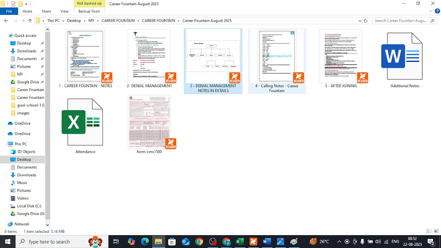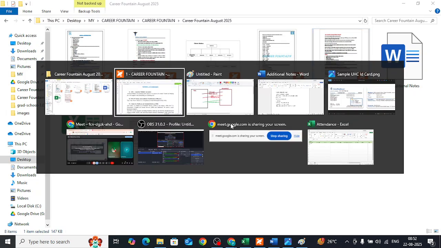And then notes 4 has the calling part, how we are going to call the insurance, with scenario-wise questions and answers. Okay, and notes 5, after joining, once you get the job, what will happen, those things are mentioned in these notes. Okay, so everything will be shared with you, don't worry.